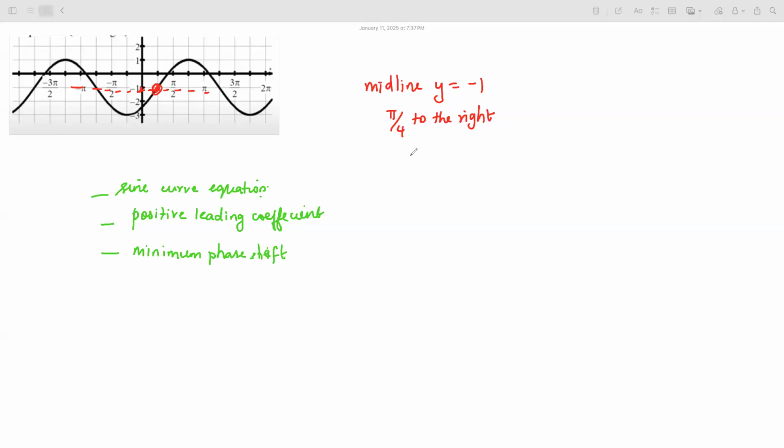Pi by 4 to the right means, okay, let me write down this as well. A sine b times theta plus c, plus d, right? Does it make sense? Okay, let's go ahead, guys.